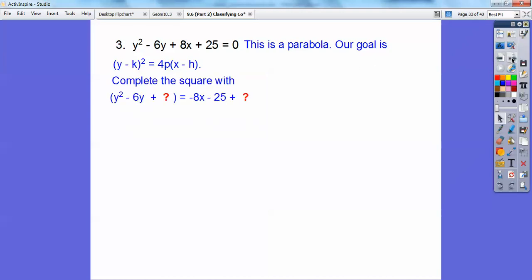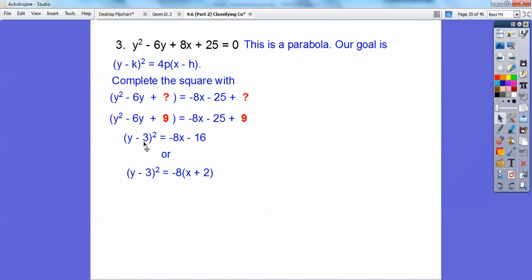So I put all the x stuff on the right-hand side and the number. I subtracted 25 from both sides, subtracted 8x, and then I'm going to complete the square. Half of 6 is 3. 3 squared is 9. I'm going to add 9 there and add 9 right there. So that's going to get me to that. And then that's going to get me to, when I factor that, it's y minus 3. This becomes negative 8x plus 16.